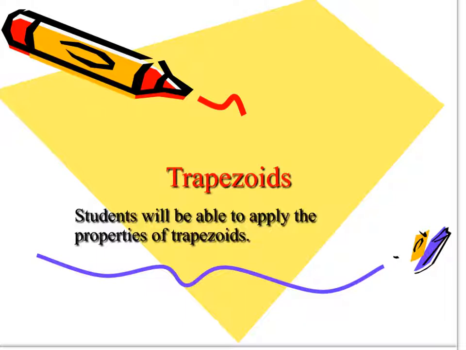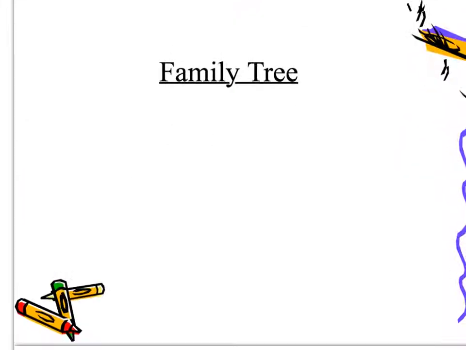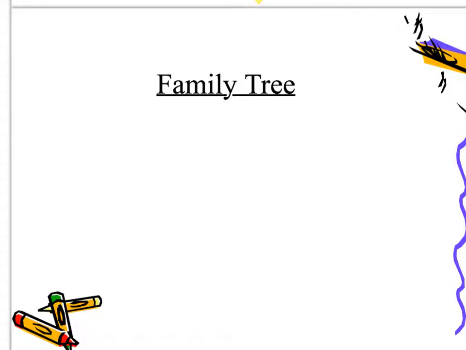All right. We got trapezoids for today. A very exciting day indeed. First off, we want to add to our family tree with all the exciting properties.